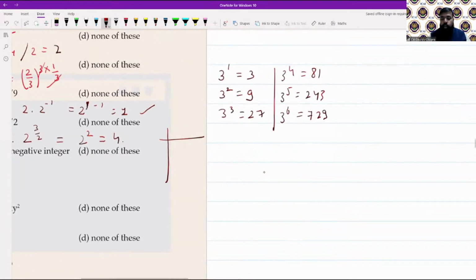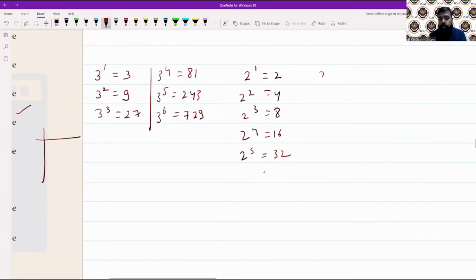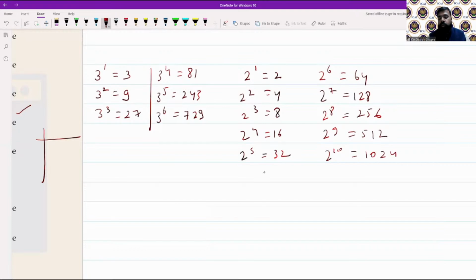And for 2, you must have an idea about power 10. So 2 to the power of 1 is 2, then power 2 is 4, 8, 16, 32, then 64, 128, 256, 512, and then 1024.